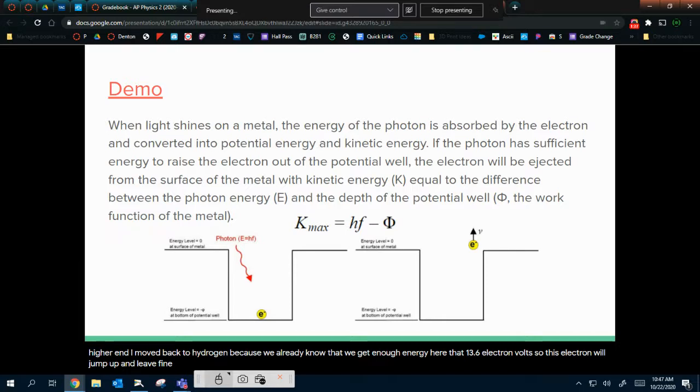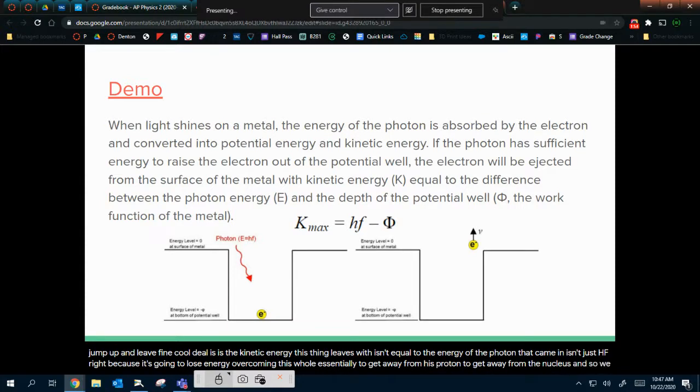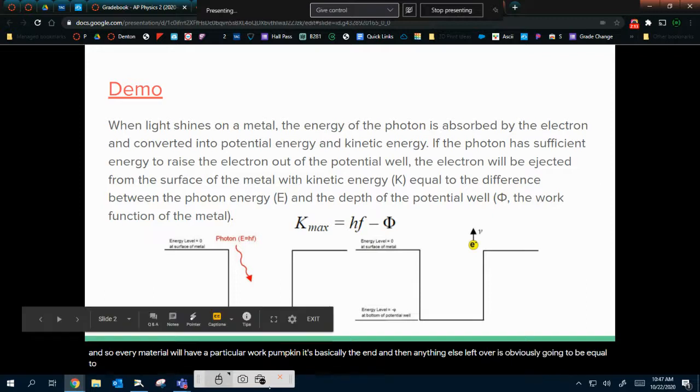But the whole deal is the kinetic energy that this thing leaves with isn't equal to the energy of the photon that came in. It isn't just hf, right? Because it's going to lose energy overcoming this hole, essentially, to get away from its proton, to get away from the nucleus. And so we call that the work function, because essentially if you apply a force over a certain distance, then you can eject these things from your material. Right? So every material will have a particular work function. It's basically the energy needed to get the electron out. Right? And then anything else left over is going to be equal to your kinetic energy as it spins along. Right?